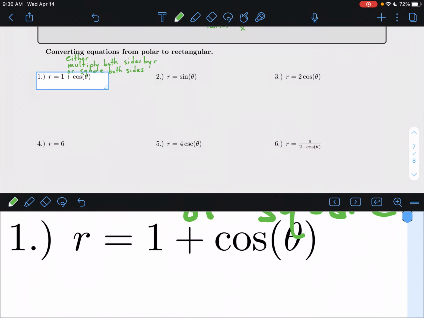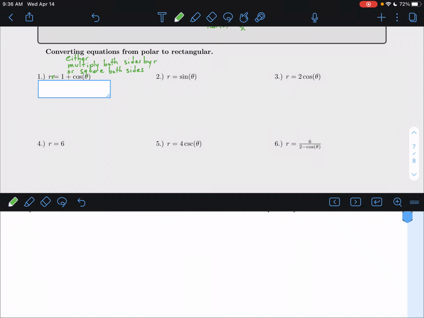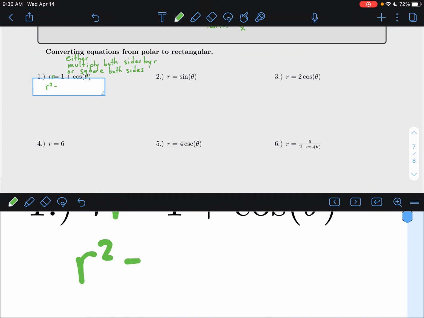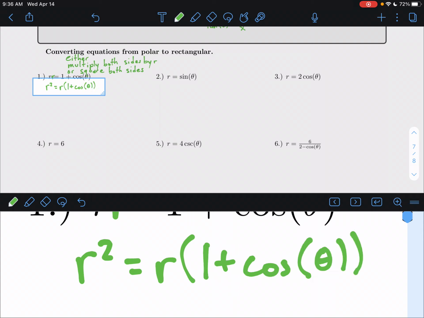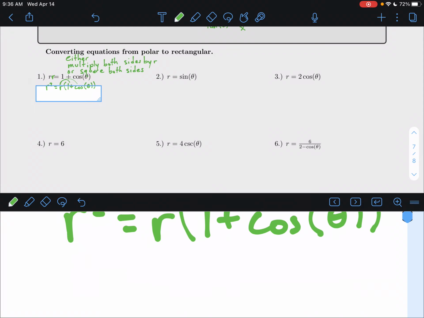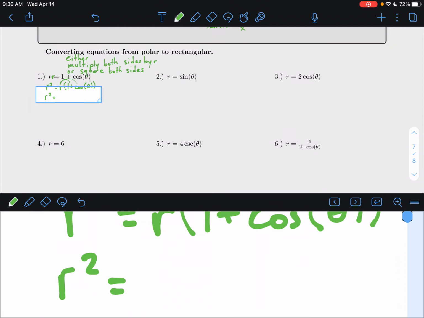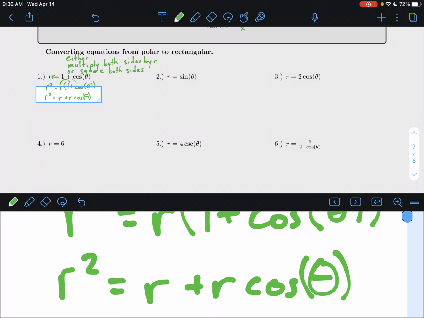So if I have r equals 1 plus the cosine of theta, I would rather not square both sides here. Instead I'm going to multiply both sides by r, which is going to have the same effect because it's r times r, which is r squared. So I have r squared, and I have r times 1 plus the cosine of theta. Distribute the r. So r squared is r times 1, which is just r, plus r times the cosine of theta.